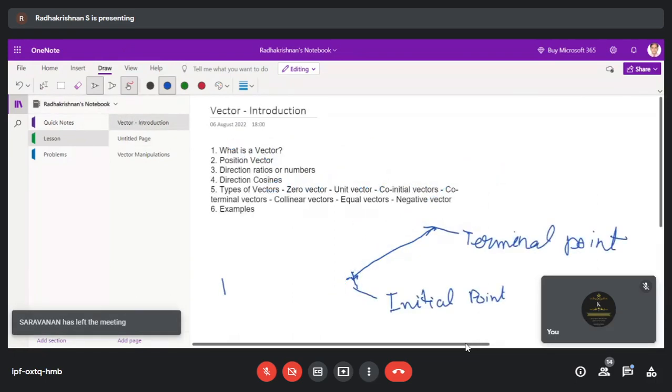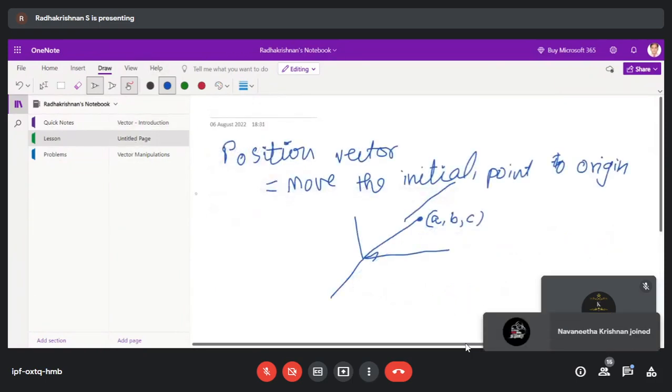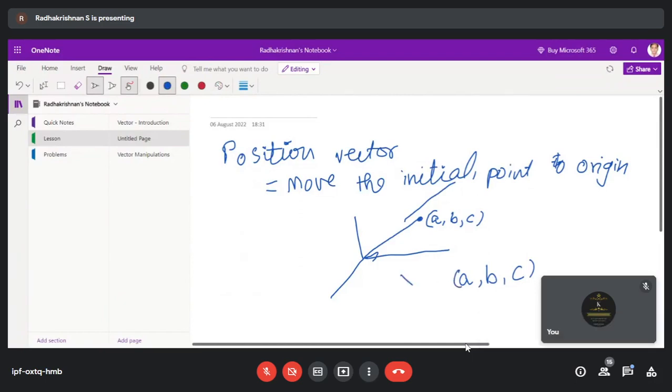Okay. So next, what is direction ratio or numbers, and what is direction cosine? Okay. So if vector has got a magnitude and direction, right? Suppose we represent a vector by its coordinate A, B, C, position vector A, B, C. Okay. Let us say vector x. Okay. We represent like this, vector x equal to A, B, C. So it is a position vector with terminal point as A, B, C and initial point as 0, 0, 0.